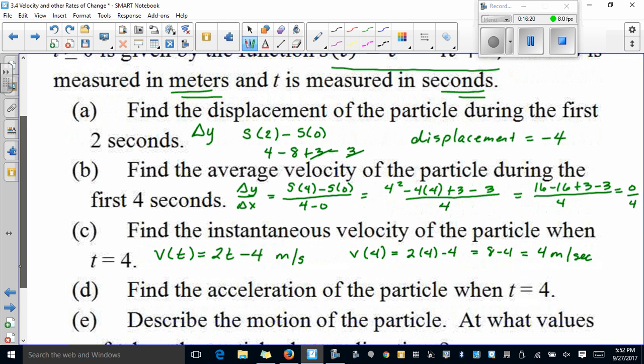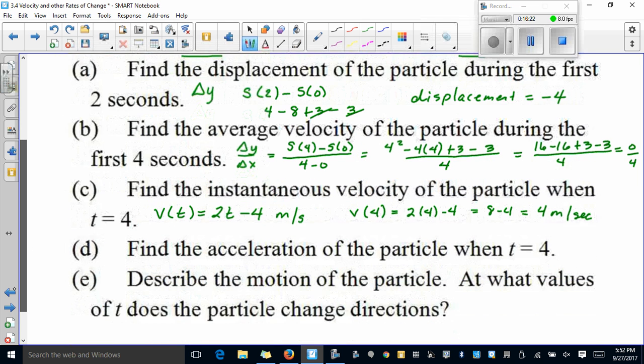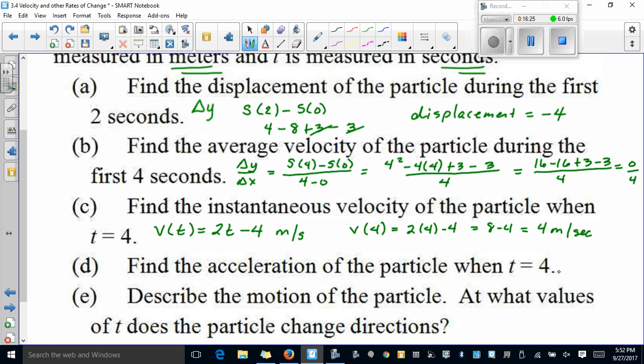Now part D is asking us to find the acceleration of the particle when t equals 4. So this is just our acceleration, the derivative of our velocity function. And so the derivative of 2t is just 2. But this one's going to be meters per second squared.